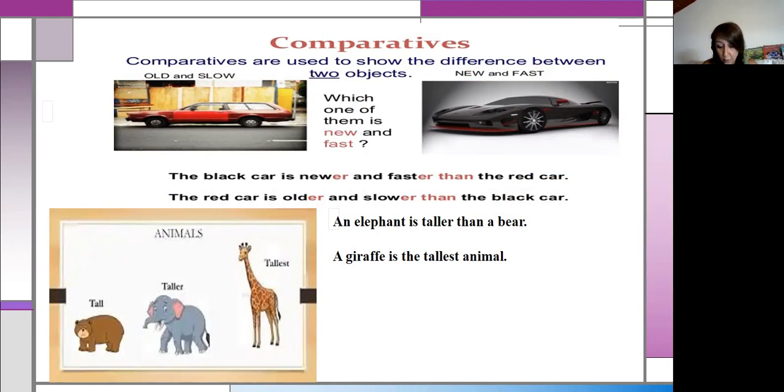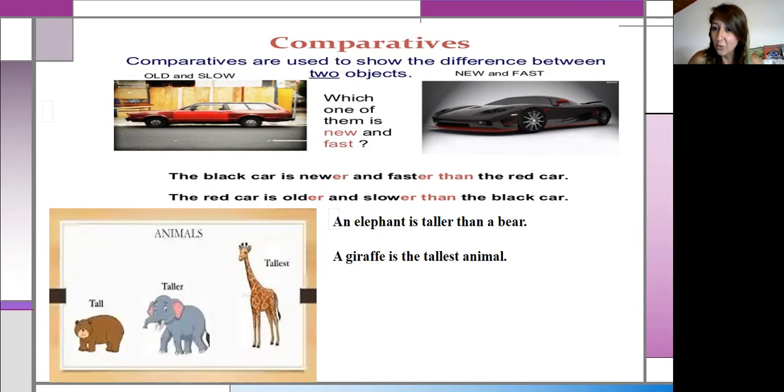So look at the animals. We have a bear, an elephant, and a giraffe. We compare them. An elephant is taller than a bear. A giraffe is the only one. A giraffe is the tallest animal. Okay, and let's talk about people to compare.